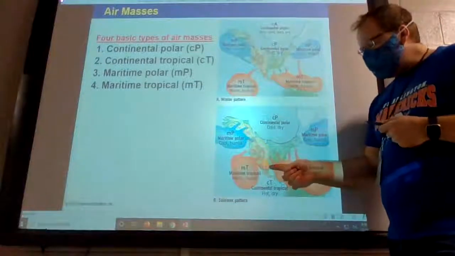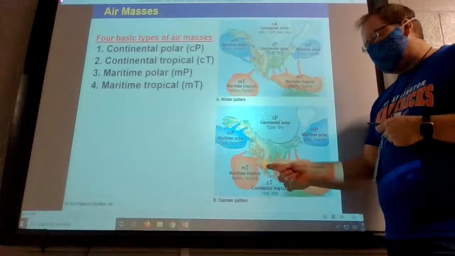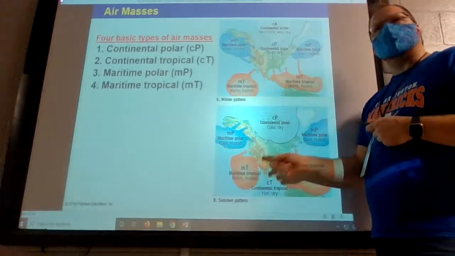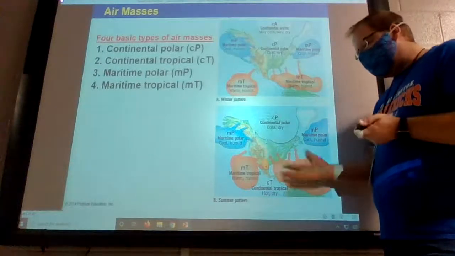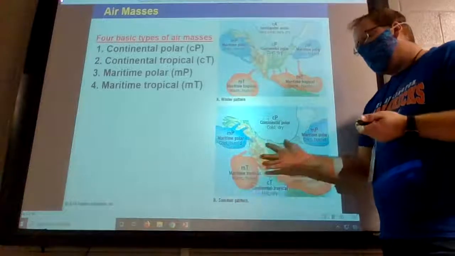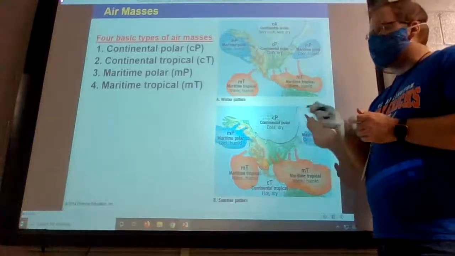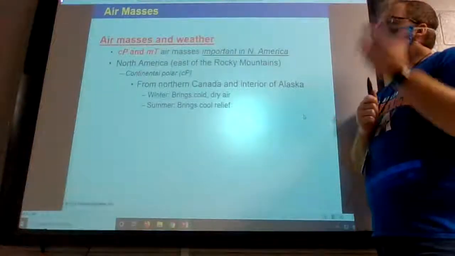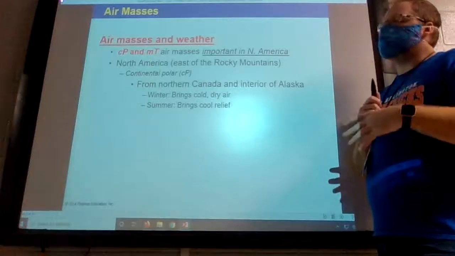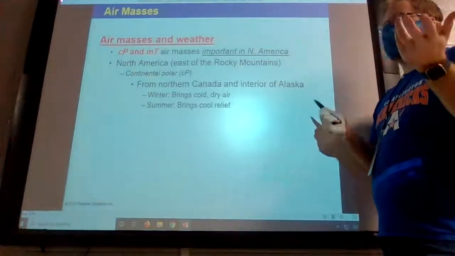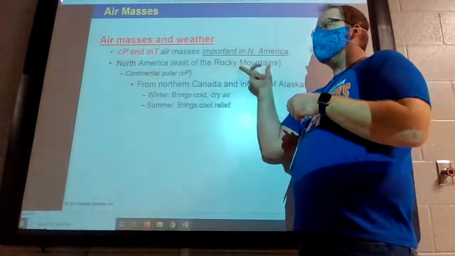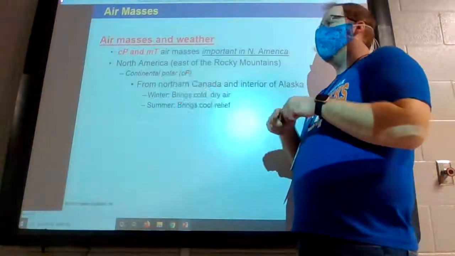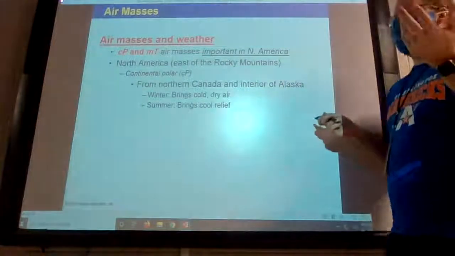Note the little bubble of continental tropical, like New Mexico, Arizona, is why they don't get a lot of rain there, because they're not getting this Gulf moisture or the Pacific moisture very often. Air masses and weather, they just go through some different scenarios in the United States of where we get our air masses and weather. So North America, east of the Rocky, we generally get this continental polar, which keeps everything kind of dry and cold.